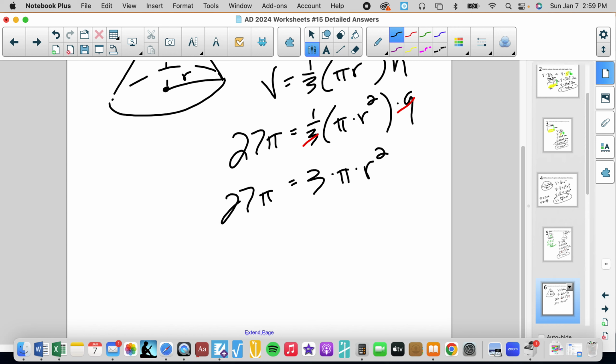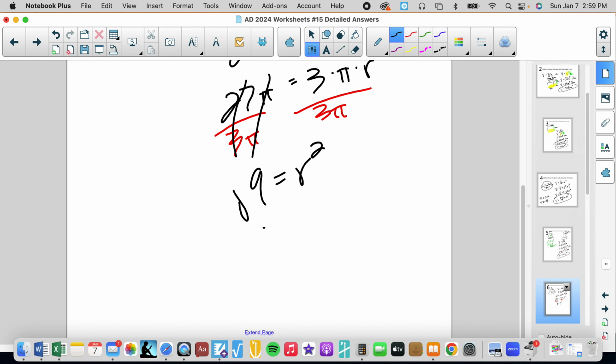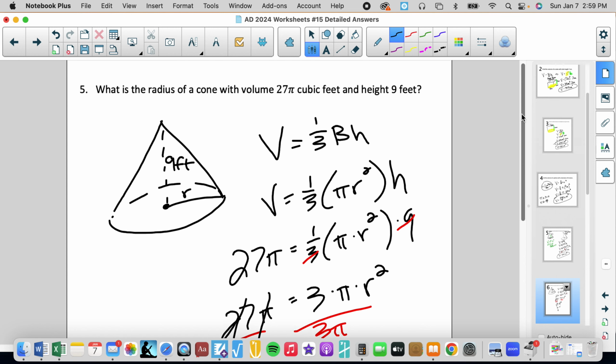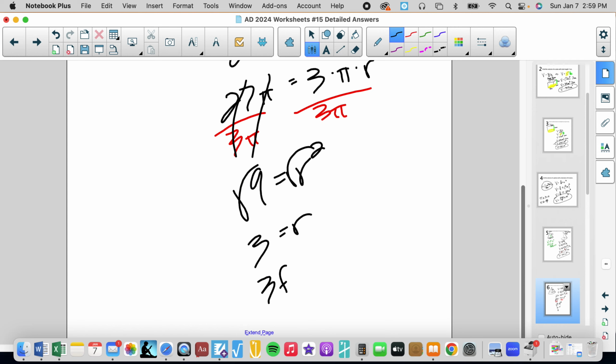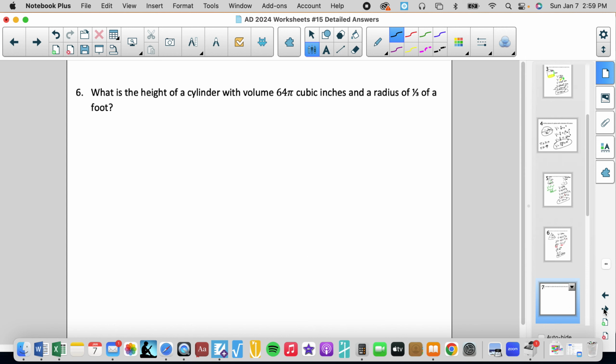So let's isolate r squared. We're going to divide by 3 pi, divide by 3 pi. The pi's cancel. That gives us 9 equals r squared. Let's take the square root of both sides. 3 equals r, so it's going to be 3 feet. My radius equals 3 feet. You need the unit with that.